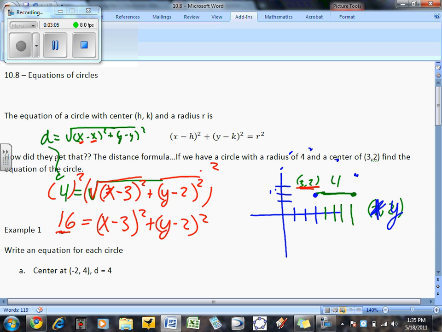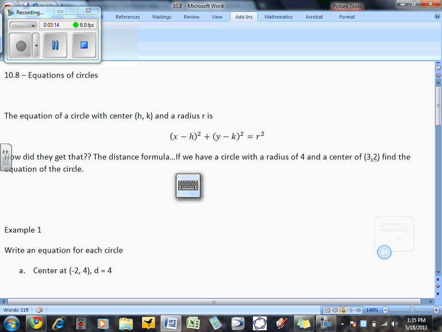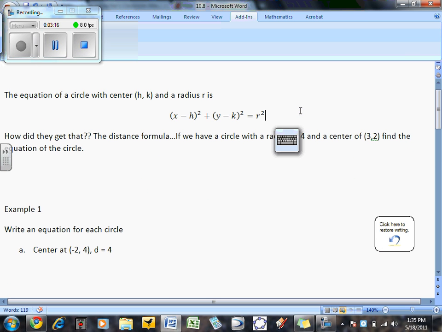And here's our center. This part is our center. Our center is (3, 2), because we use the distance formula to solve a general case. Hope that makes sense to you. Here's the formula for the circle.